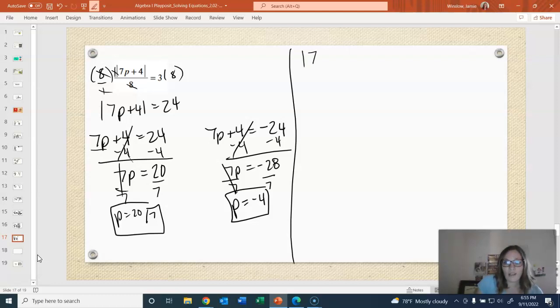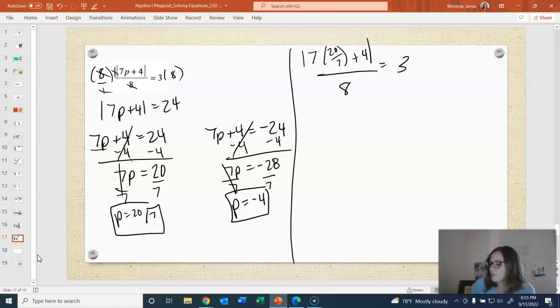So I think I should show you on Desmos, since we pulled that up. And let's see if this equals 3. I'm going to write it on my paper because I will forget it. Did I write 17? Oh, no. This is the absolute value bar. I was like, what? Okay.